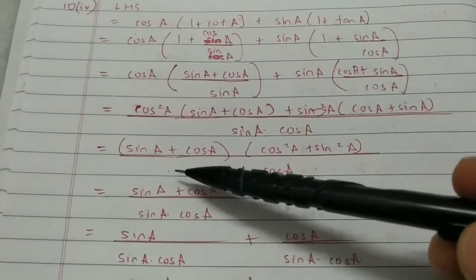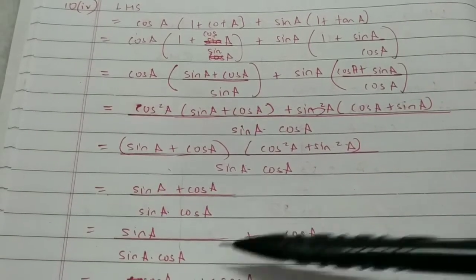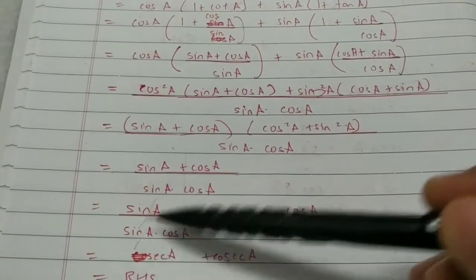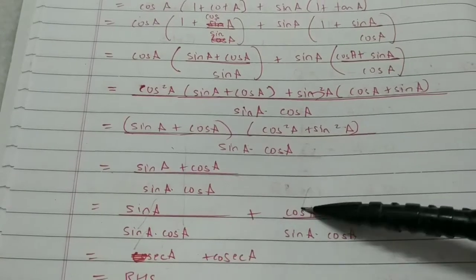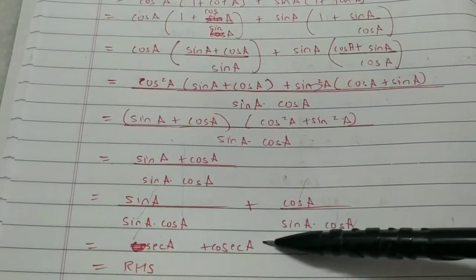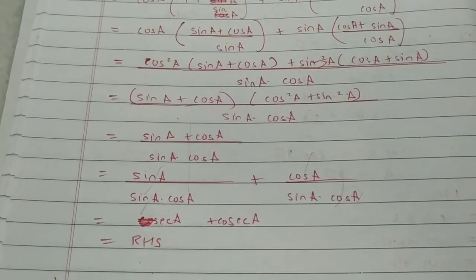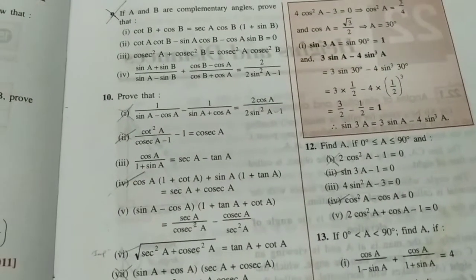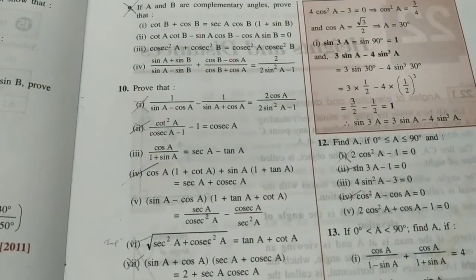And then you can just split the fraction into 2 fractions. 1 upon cos A is sec A. 1 upon sine A is cosec A, and that's how you get the RHS. Next, Roman number 4 is done. So Roman number 6, which is IMP.